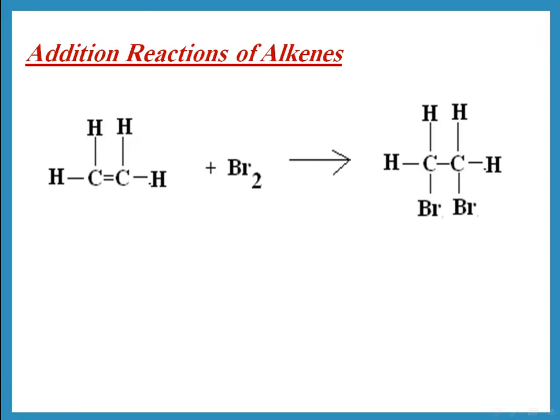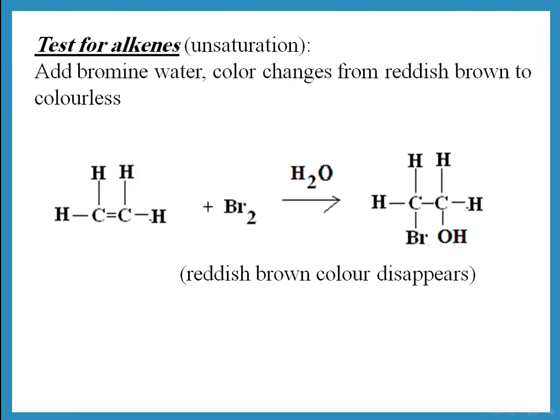So if I have ethene, I react it with Br2. Now we said the double bond breaks up to form a single bond, and we add something on both carbons that have the double bond. So here I'm reacting with Br2, then that means I have Br and Br. This is used as a test for alkenes. If you remember from O level, the test for alkenes was to add bromine water. The color changes from reddish brown to colorless.